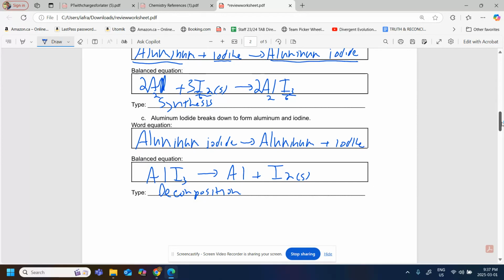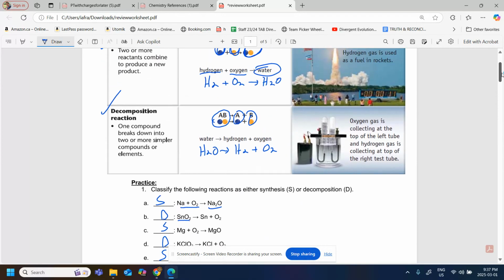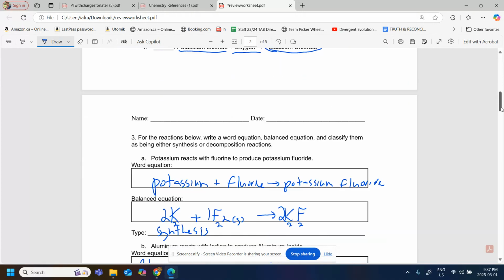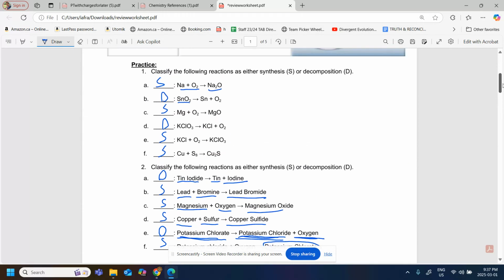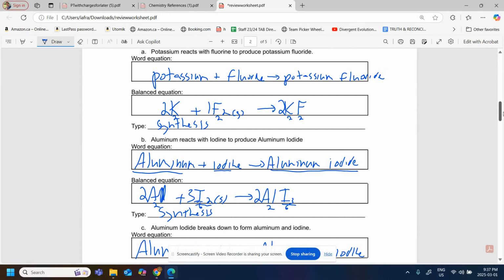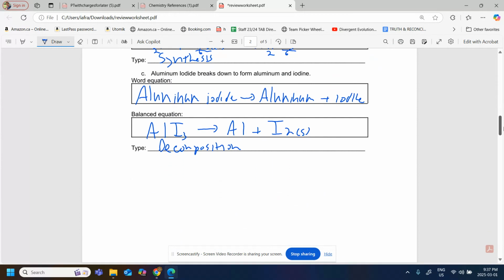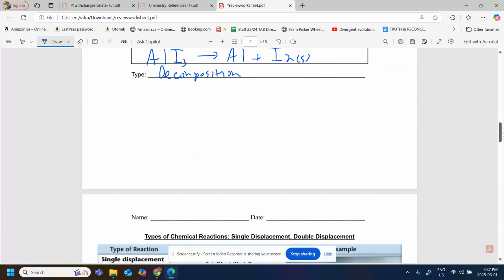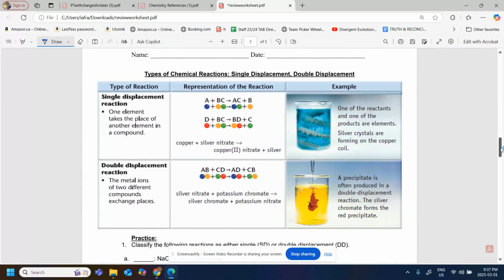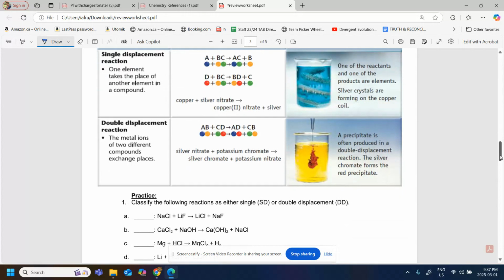So in this video, all we saw was how to identify the difference between a synthesis reaction and a decomposition reaction. We did some practice identifying, practice writing word and balanced equations, and then classifying or identifying the type from there. In the next video, we'll learn how to classify single displacement and double displacement reactions.